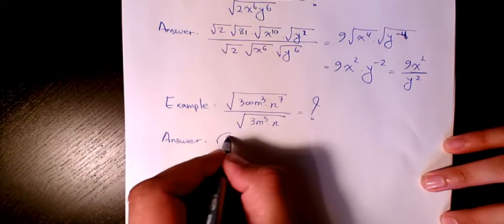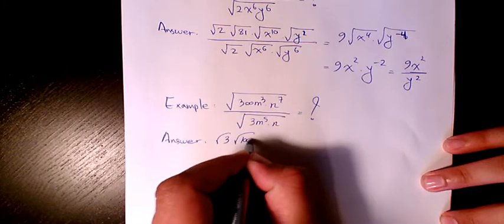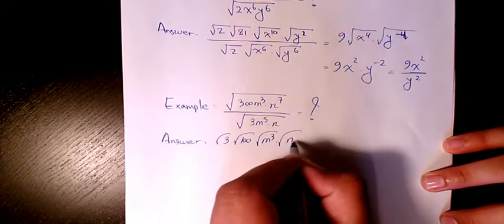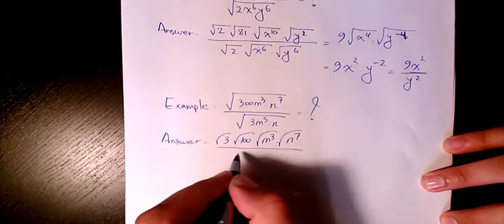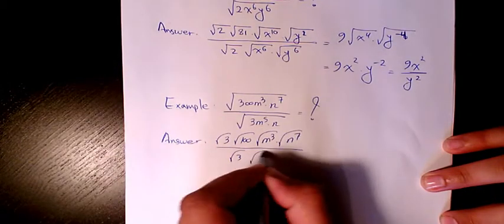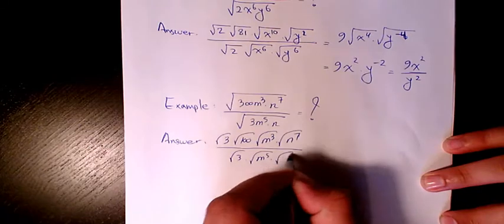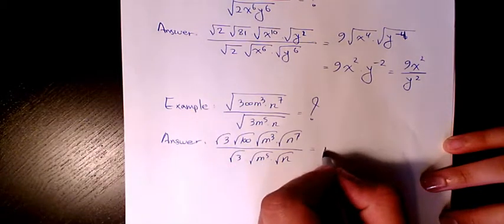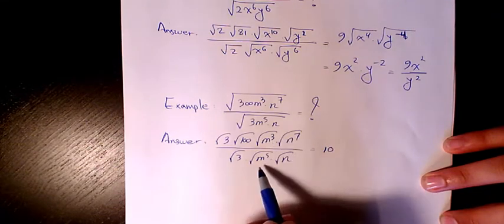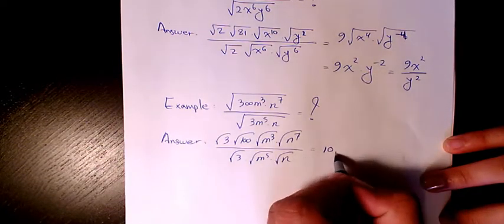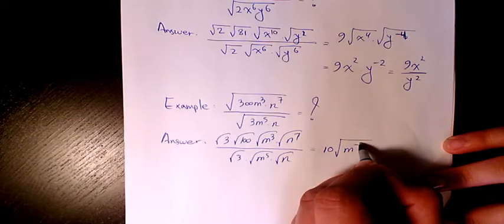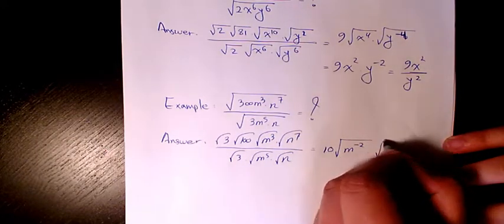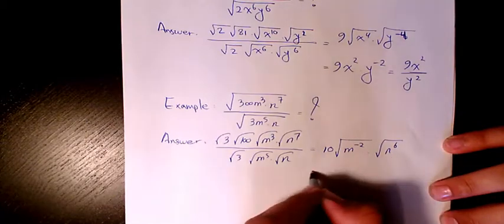square root of 3 times square root of 100, which is 300, square root of m cubed, square root of n to the power of 7 divided by square root of 3 square root of m to the power of 5 square root of n. These two cancel out. Square root of 100 is 10. M to the power of 3 divided by m to the power of 5 is going to be square root of m to the power of negative 2, and n to the power of 7 divided by n is going to be n to the power of 6.